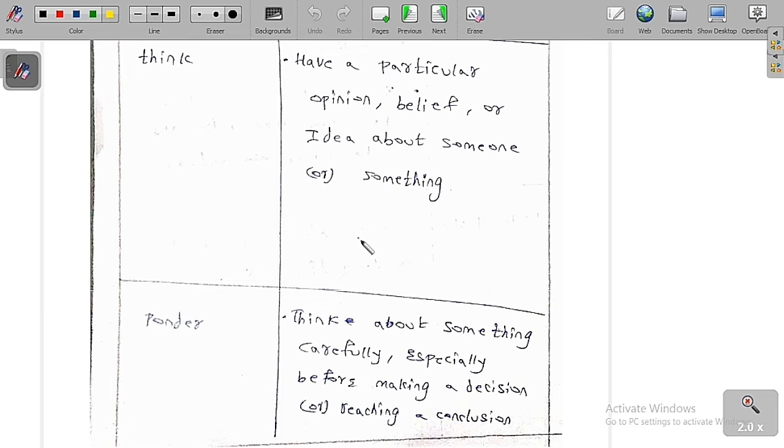Contemplate means look thoughtfully for a long time at. Ascertain means to learn or find out something such as information or the truth, or to find something out for certain or make sure of. The next word, think, means have a particular opinion, belief or idea about someone or something. And ponder means think about something carefully, especially before making a decision or reaching a conclusion. So these are different types of words and their meanings. So simply we can say that for determine, the correct synonym is ascertain.